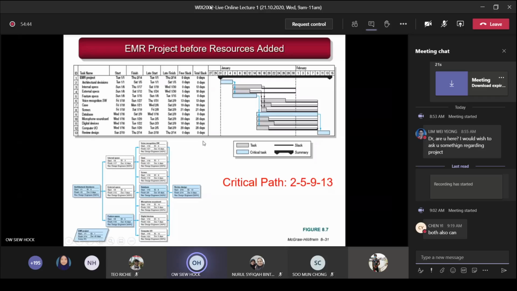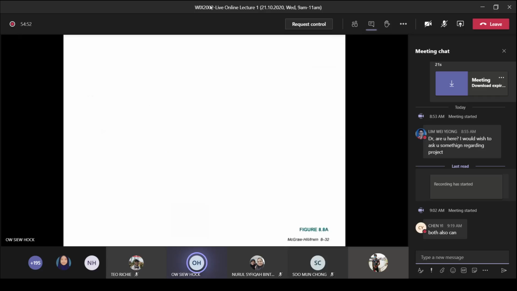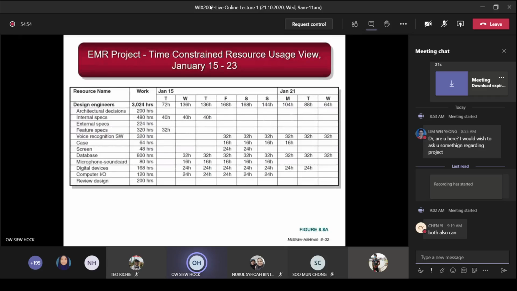So after you plotted this one, this is using MS Project. You plotted this original one. Now you have to do scheduling. So this software will help you to plot. So this is an example for just one portion of this project, the EML project, just starting from January the 15th and then ending with January 21st.